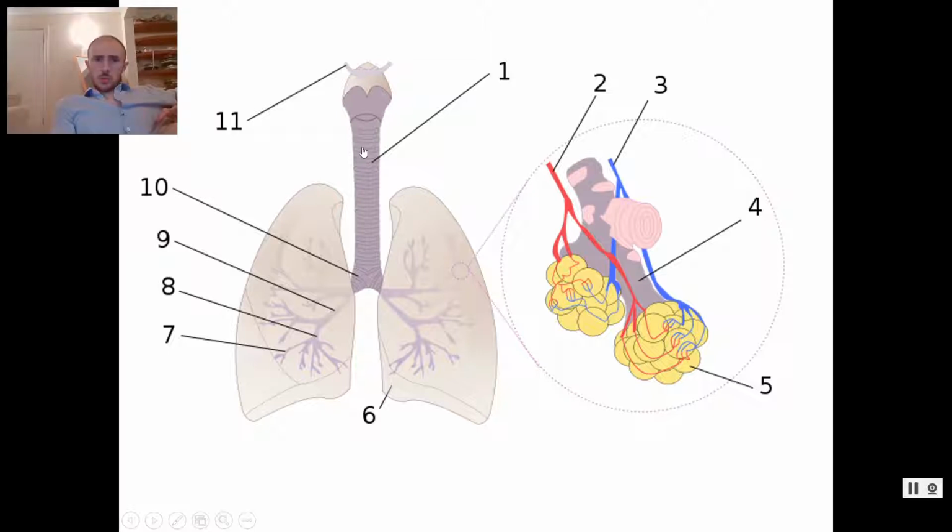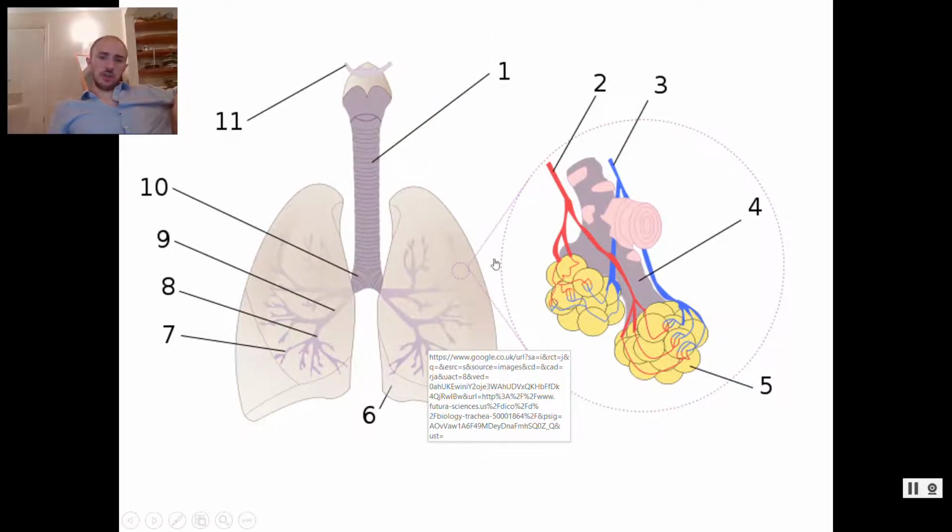So, there's the lungs. We'll start at the top. I know it's the last number, but number 11 is the larynx. It's your voice box. Going down, you have number 1, which is your trachea. Your trachea leads down to number 10 here, which is a bronchus, or you could say 2 bronchi. Once it enters the lungs, it's no longer a bronchus, so 9, 8, and 7 are all bronchioles, all small tubes, leading down to number 5 here, which is an alveolus.